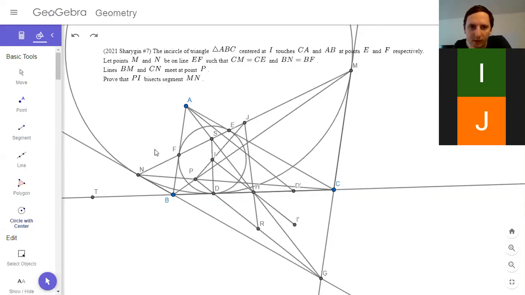Let's see, PI bisects MN. Yeah, I'd like to project through point P.